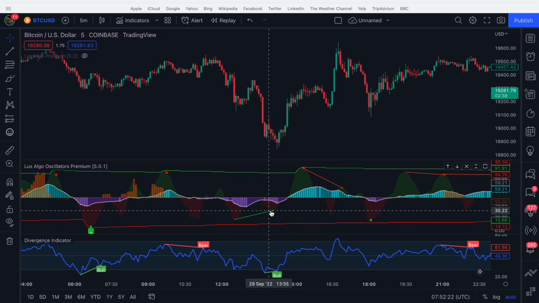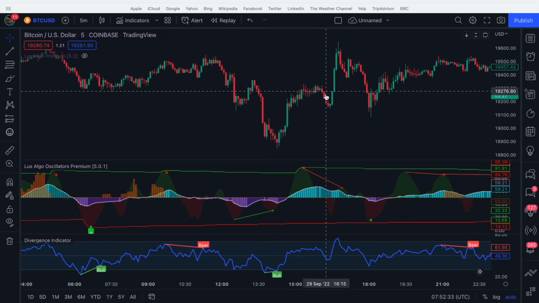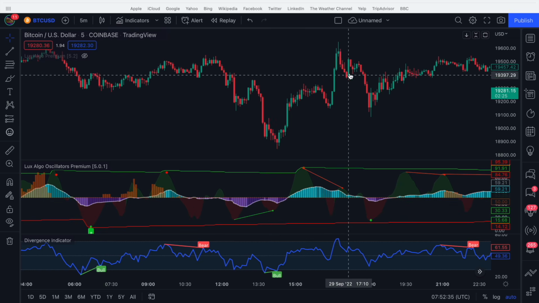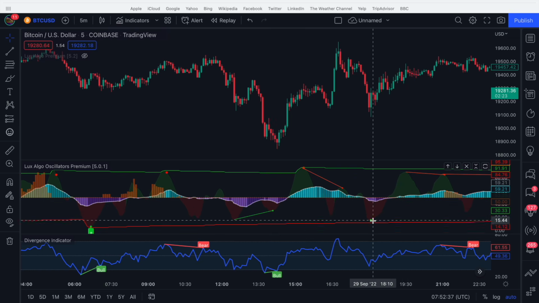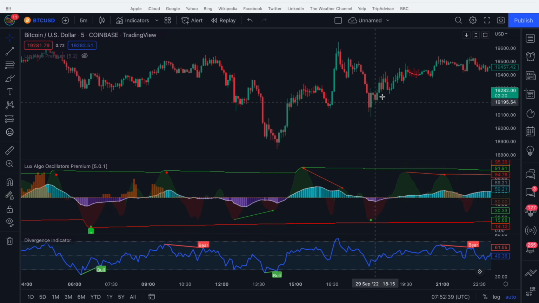So we see a divergence here. This was labeled real time. It's not going to pinpoint the exact bottom because of course it's predicting a divergence and it's real time, but you see we get a bullish divergence and the market reverses. We get a bearish divergence and the market comes down. Then of course we see a minor buy and the market goes up.